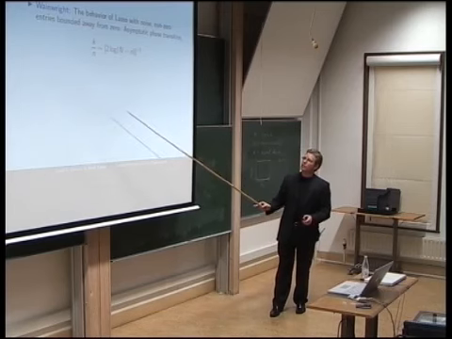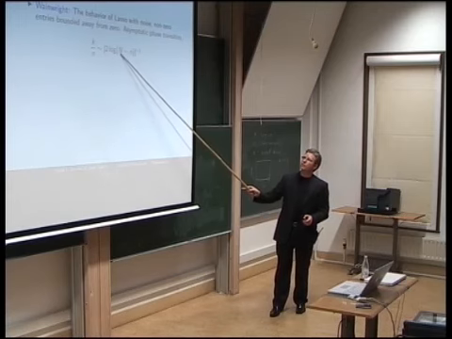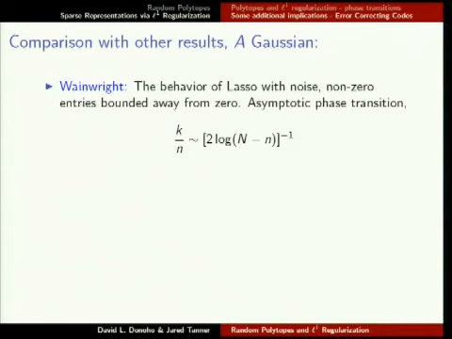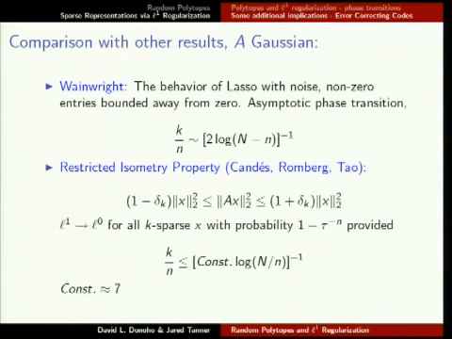Very, very comparable. And he discussed some of the differences between what's happening with capital N minus little n and capital N over little n, and showed that the best one can really hope for is to have capital N over little n. We are obtaining that in the case without noise.